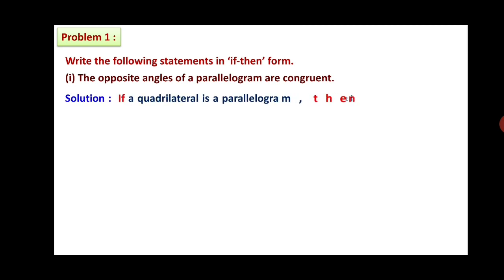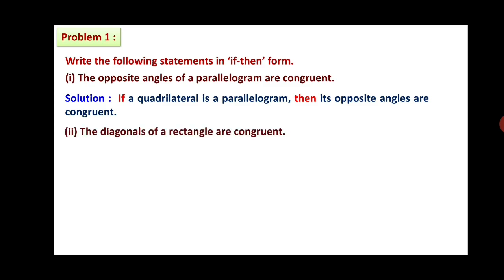See, if a quadrilateral is a parallelogram, then its opposite angles are congruent. If and then, we are using these two words, and the same meaning we have been writing as an if-then form. Second one, the diagonals of a rectangle are congruent.